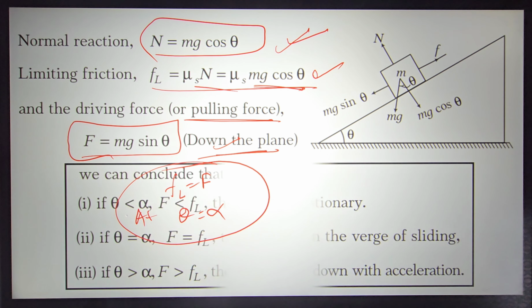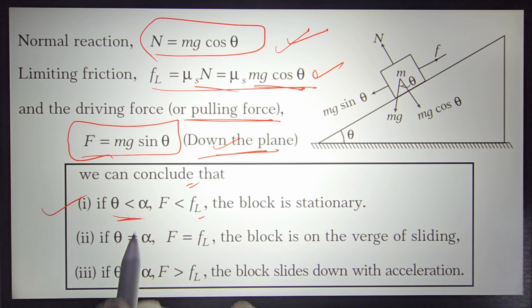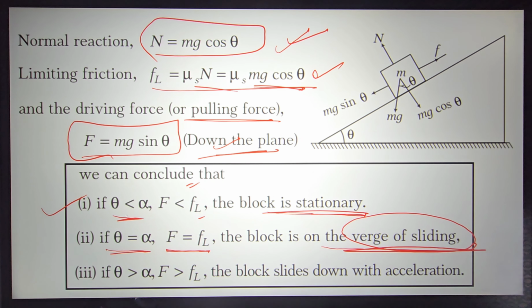Now on the basis of this condition, we can conclude, number one, if theta is less than alpha, then F is less than FL and the block is stationary. Second, if theta is equal to alpha, F is equal to limiting friction and the block is on the verge of sliding. And if theta is greater than alpha, then F is greater than FL and the block slides down with acceleration. So these are three important observations on the basis of the relation between theta and alpha, right?